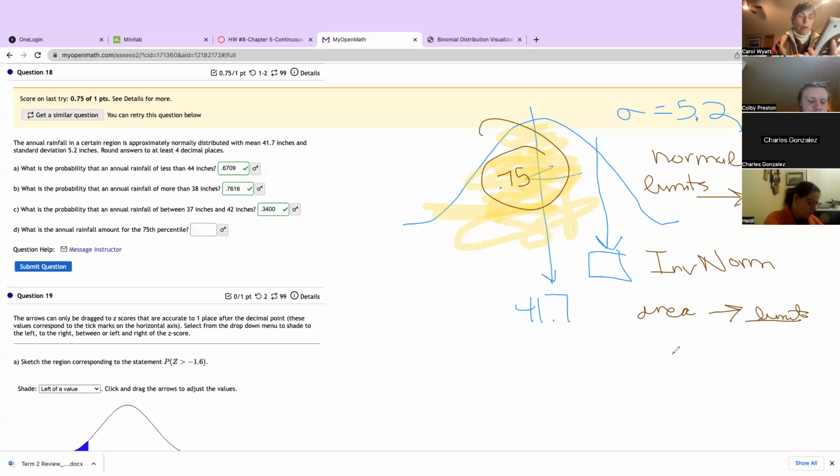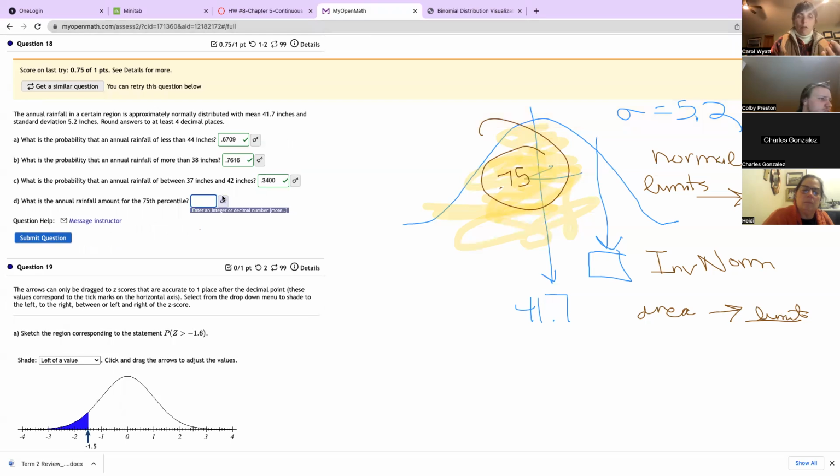My mean is 41.7 and my standard deviation is 5.2. And I paste. And my cutoff that I need is 45.2 inches of rain is in the 75th percentile. So I'm going to put here 45.2073. That gives me everything I need.